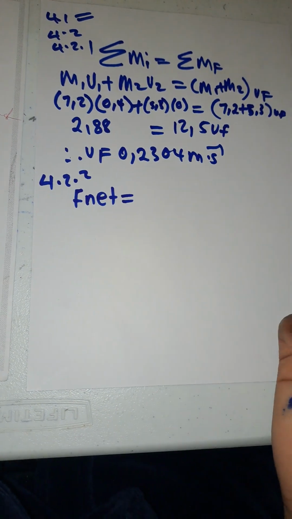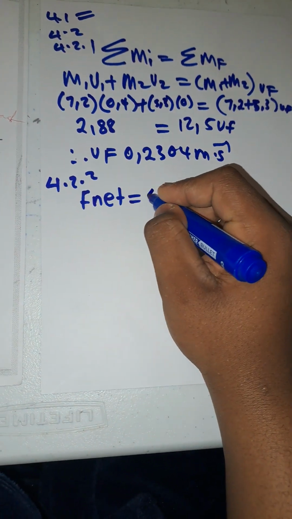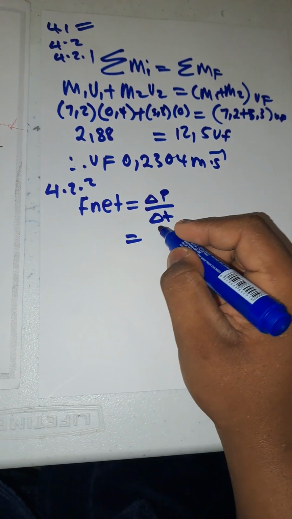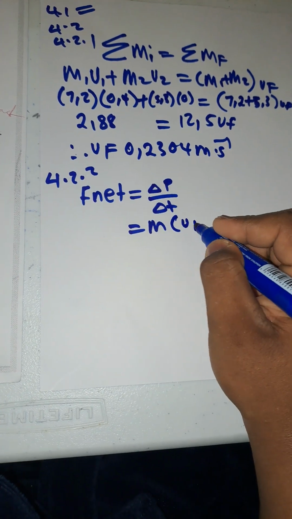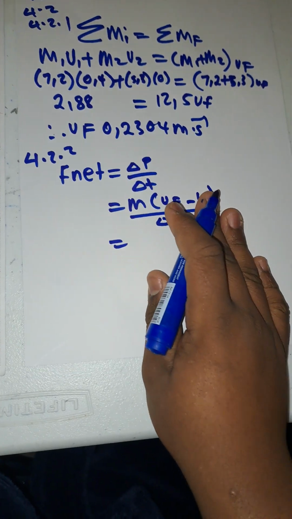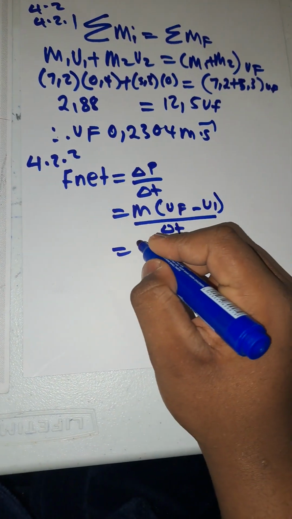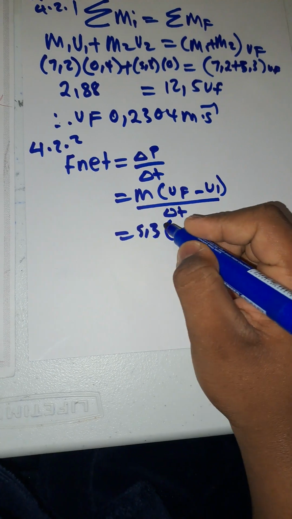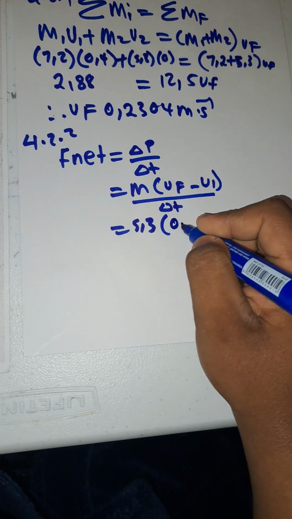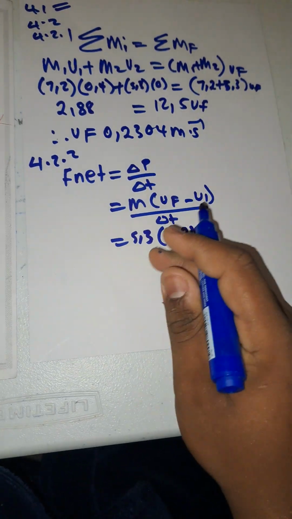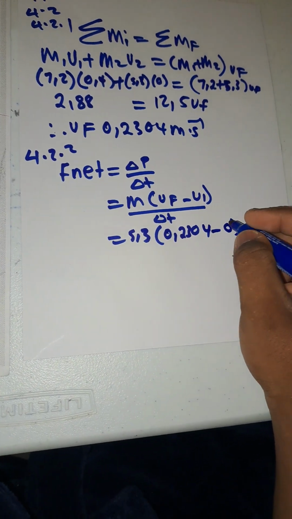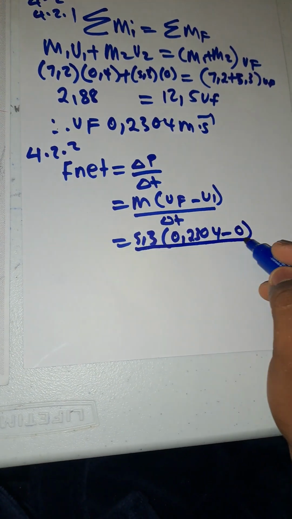So I'm going to show you in two different ways. F net is equal to delta P over delta T, right? Now the change in momentum is m, then VF minus VI, over delta T. I said I'm going to choose trolley B, right? So it's going to be 5.3. Then my final velocity of trolley B was 0.2304, because it was moving with trolley A at the same velocity to the east, minus 0, because it was stationary before, over the time.